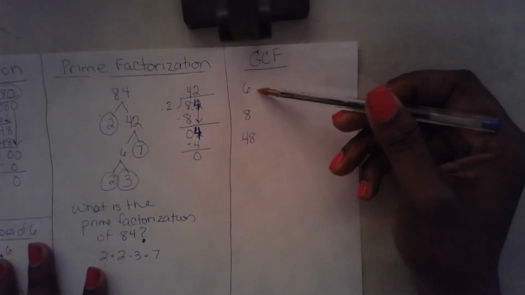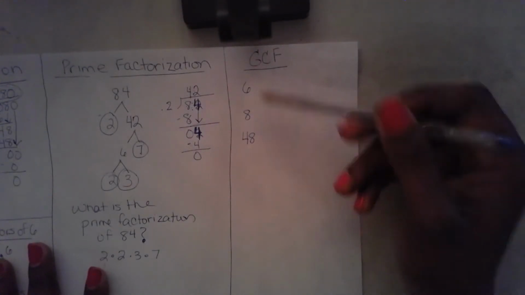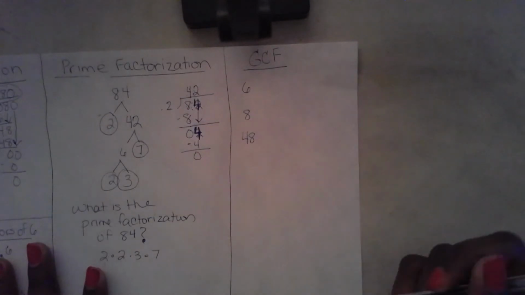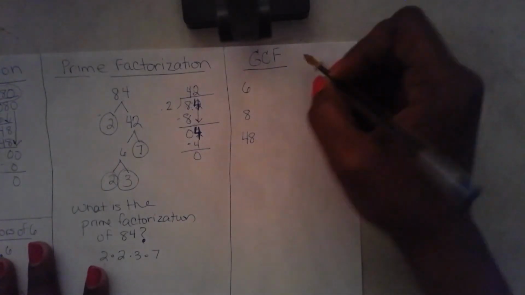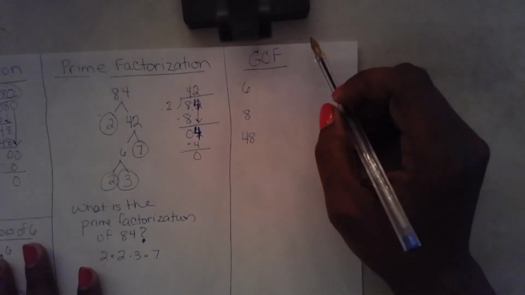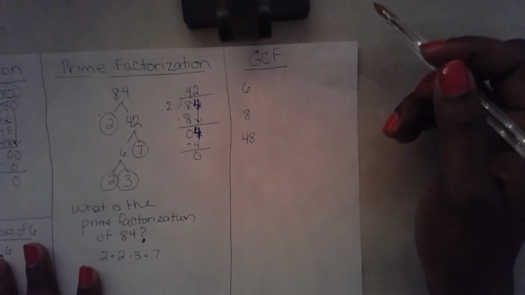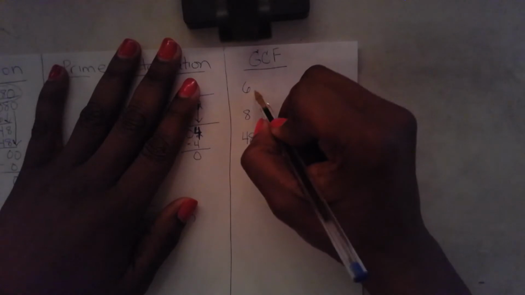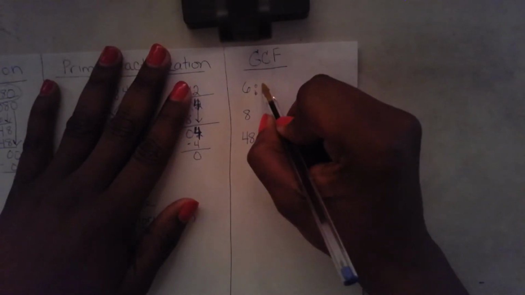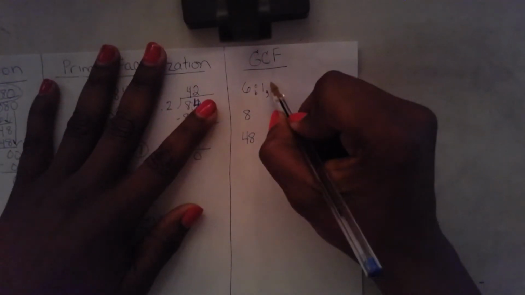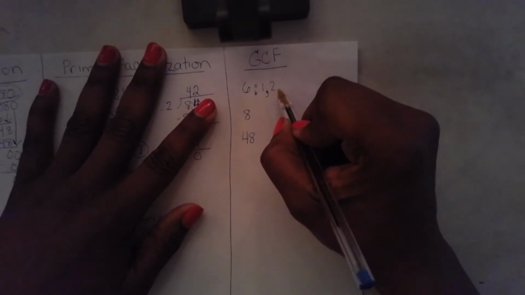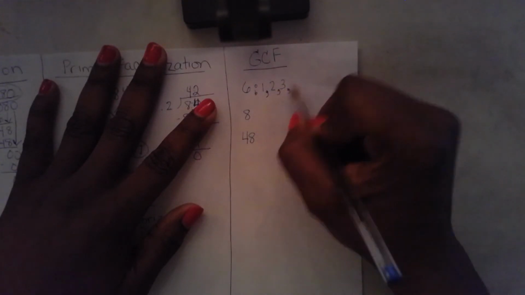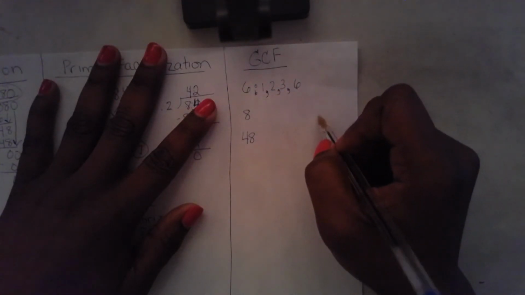Greatest common factor of 6, 8, and 48. As long as you have 2 numbers to compare, you can find the GCF. Please know that GCF is the same thing as greatest common divisor because factors are numbers that can evenly divide your big number. So if I look at the factors of 6, 1 is always in there. 2 is in there, 2 times 3. 3 is in there, 3 times 2. And so is 6. Okay?